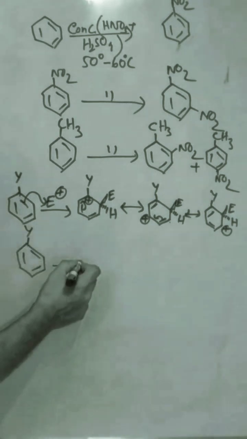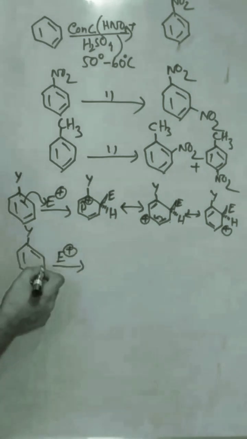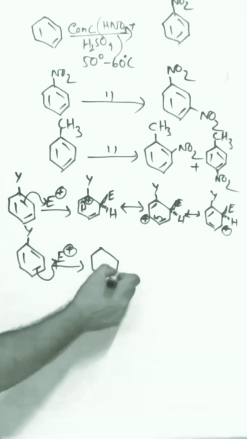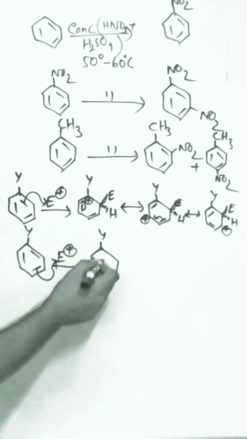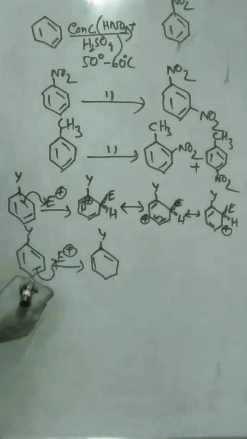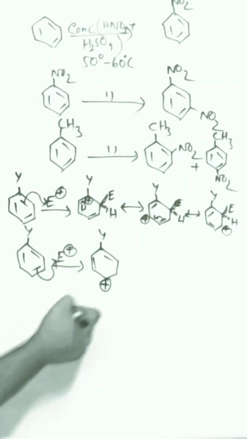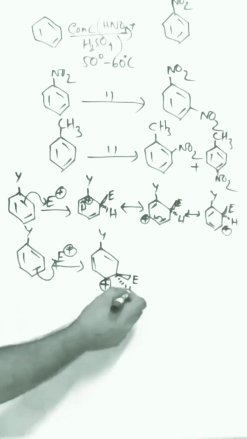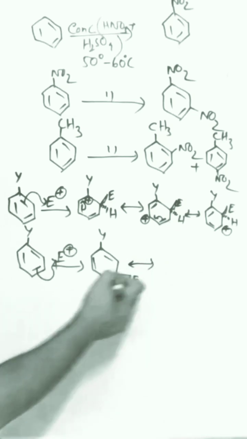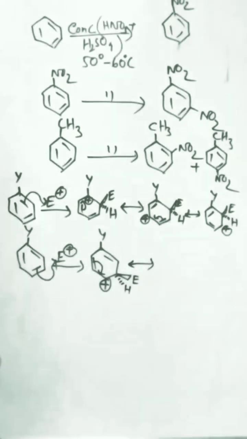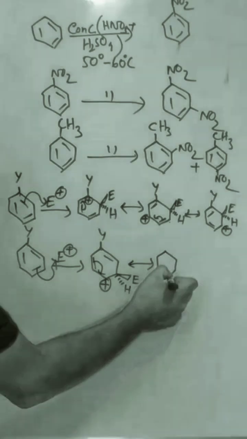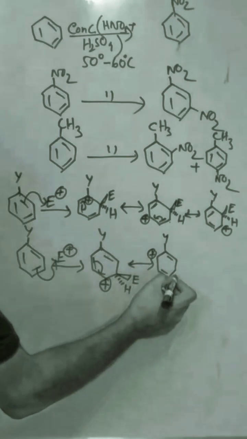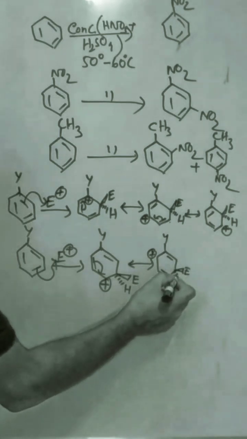Here is the compound, and this position is the meta position, so the electrophile attacks here to form this cation. Since the pi bond breaks from this carbon, the positive charge comes on that carbon atom and the electrophile is added to this carbon. Next, the resonating structures: this bond shifts here to form another resonating structure. The positive charge shifts here, with the double bond, electrophile and hydrogen.